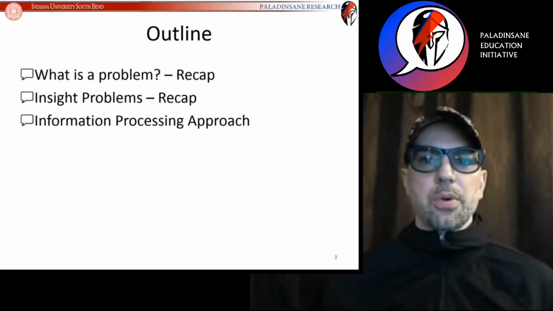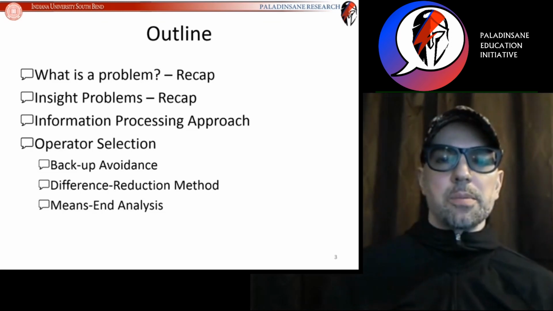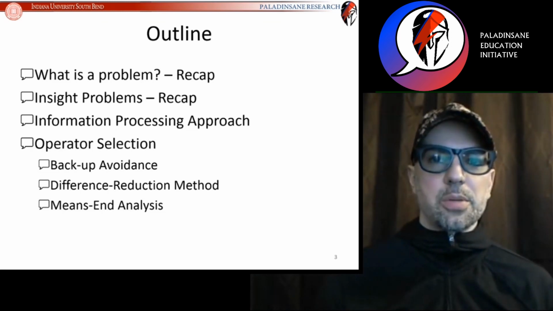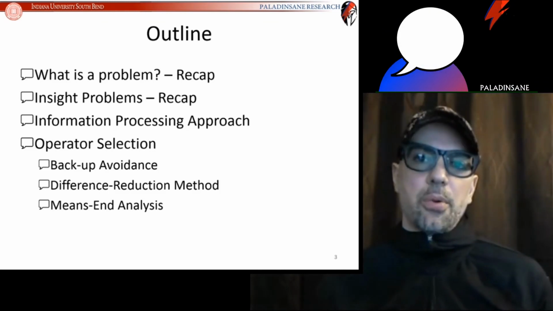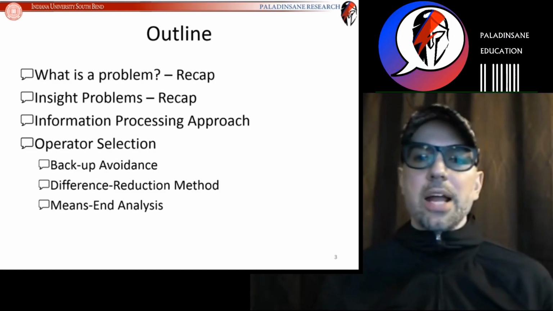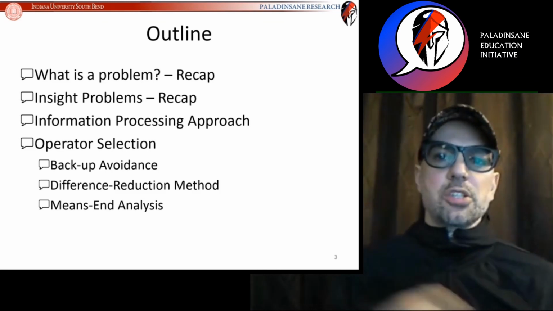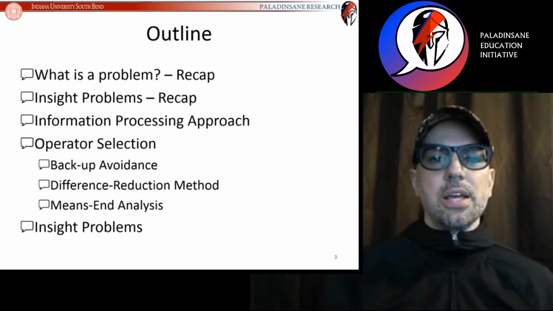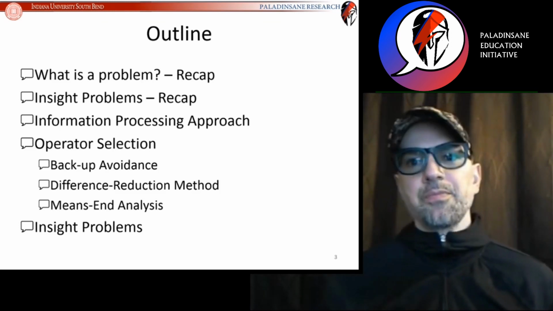So we'll take a look at that approach, and then we'll take a look at specific ways of solving problems according to the information processing approach, which basically boils down to operator selection. So we'll talk about backup avoidance, difference reduction method, means ends analysis, and then circle back to insight problems to understand what makes them so difficult to solve.